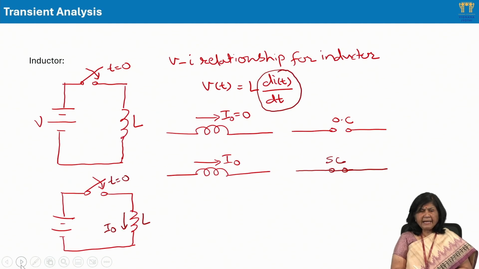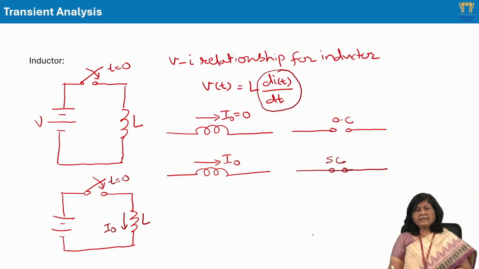In the next lecture, we'll be continuing with the RL circuit. We'll take the RL circuit, RC circuit, and RLC circuit, and we'll try to understand the transient response under DC excitation and under AC excitation.